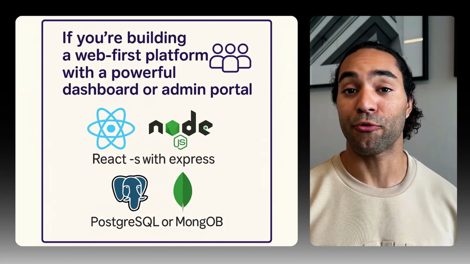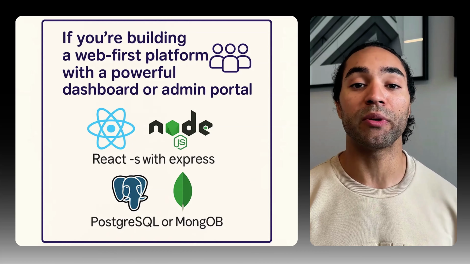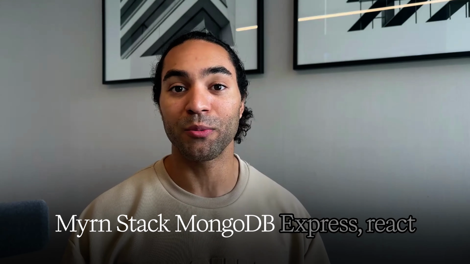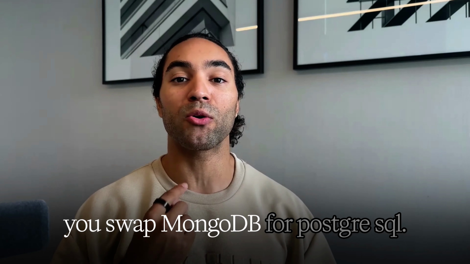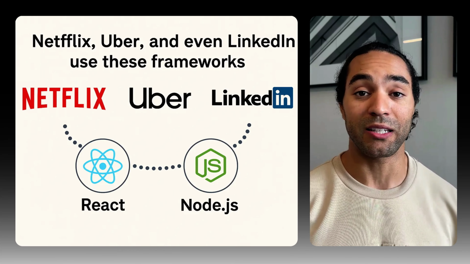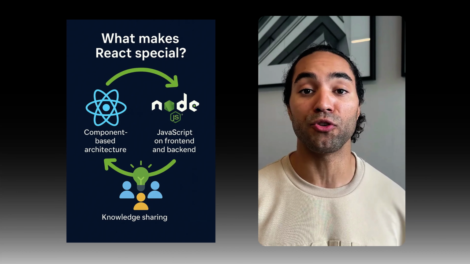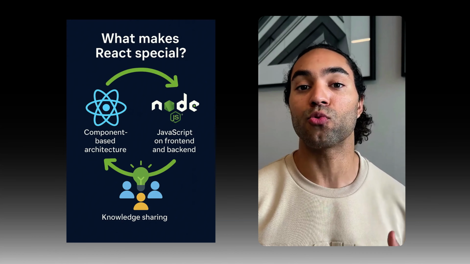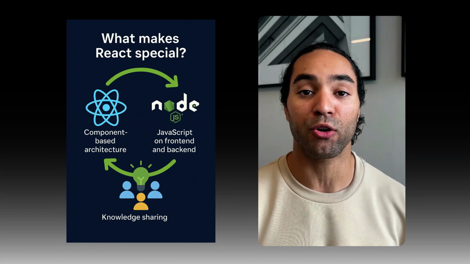Now, if you're building a web-first platform with a powerful dashboard or admin portal, a killer stack would be React for the front end, Node.js with Express on the back end, and PostgreSQL or MongoDB as the database. This stack is commonly referred to as the MERN stack, MongoDB, Express, React, Node, or a variant of it like PERN when you swap MongoDB for PostgreSQL. This is extremely flexible and it's battle tested. It's used by companies like Netflix, Uber, and even LinkedIn. What makes React special is the component-based architecture and a vast ecosystem of UI libraries. And Node.js lets you write JavaScript on both front-end and back-end, which simplifies hiring and knowledge sharing across your team.